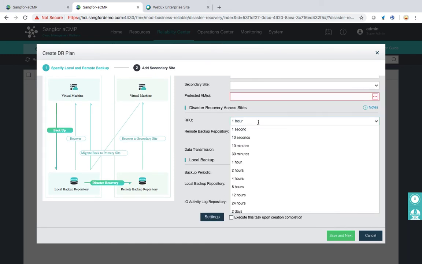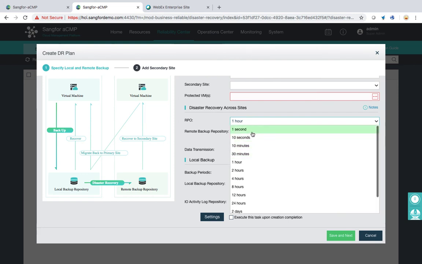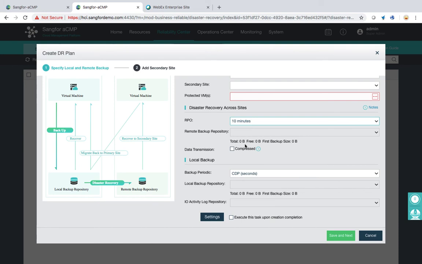The RPO can range from 1 second to 1 week. And 1 second, of course, is the extreme protection, but it also requires extreme network bandwidth and extreme storage performance to cope with that RPO requirement. Usually for your mission critical applications, maybe minutes of RPO can already satisfy most of the requirements.